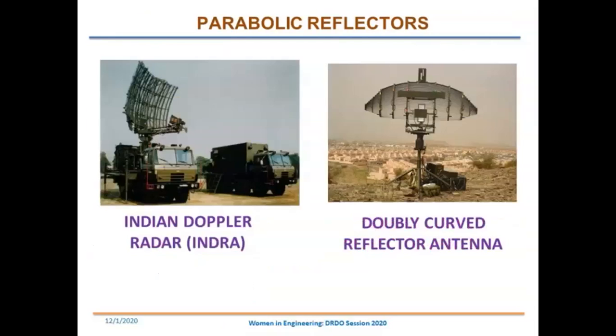So I'll briefly give some glimpses of the antennas that are used in some of our radars. Indra, that is the Indra Doppler radar, is one of the premier and pioneer radars of our LRDE, and it consists of a parabolic reflector fed by a horn. And this is a doubly curved reflector antenna for a project for a mountainous region.